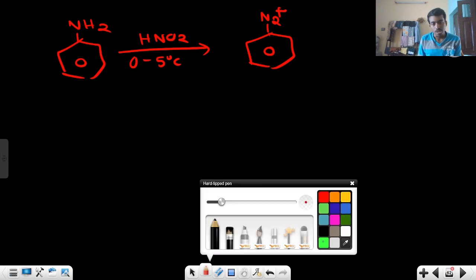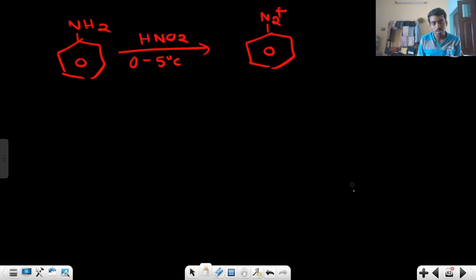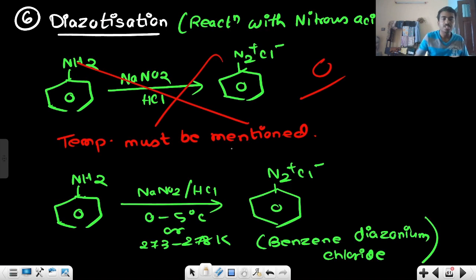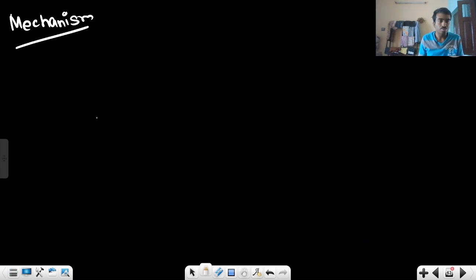So just have a look at this. Now let us move on to the mechanism part for this. Take a fresh page. Mechanism. Before I start the mechanism, why is this diazo stable? Due to resonance. I think you know by now what resonance is. So this diazo is stable at 0 to 5 degrees Celsius due to resonance. If we increase the temperature, nitrogen gas will be evolved. Let us come to the mechanism.